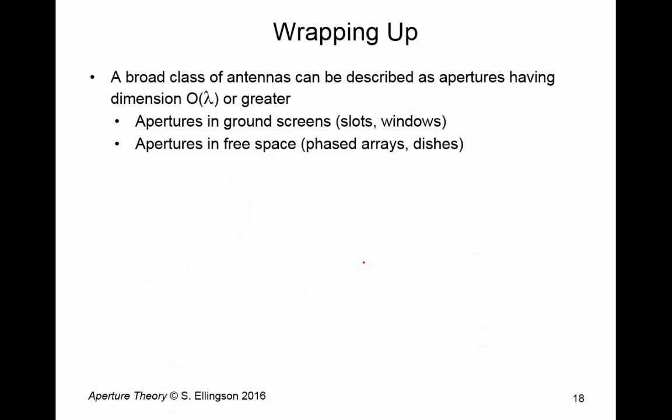Okay, so now it's time to wrap up. A broad class of antennas, these things we call aperture antennas, can be described as apertures having dimensions on the order of a wavelength or so or greater. So this includes apertures in ground screens, slots, windows, whatever you'd like to call them. Apertures in free space, so things that are not necessarily apertures precisely, but can be modeled as apertures. So phased arrays and reflector antennas like dishes, and I should also add horns. Those are all apertures in free space, and these techniques apply.